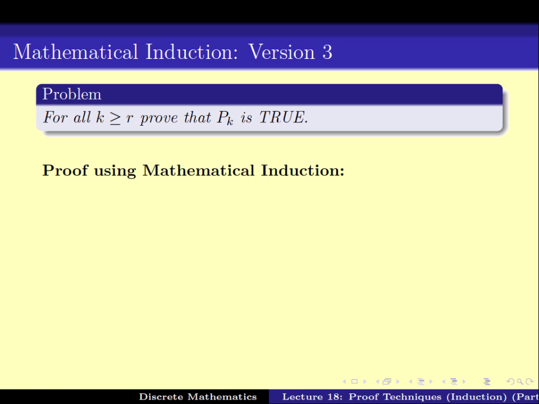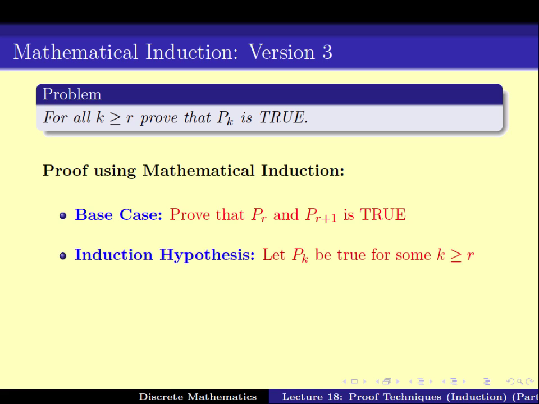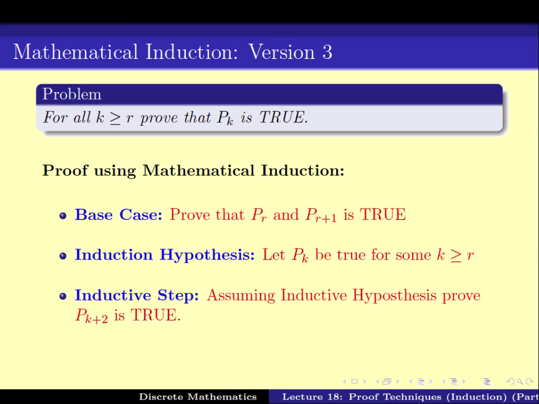We also looked at another version, the third version. This one was the case when we have the same kind of condition where we have to prove that for all k greater than or equal to r, Pk is true. So instead of having the base case as Pr, we can have the base case as Pr and Pr plus 1. And then we can have a slightly weaker induction hypothesis. Namely, the induction hypothesis is saying that Pk is true for some k greater than r. All we need to show is that, assuming that Pk is true, prove that Pk plus 2 is true.